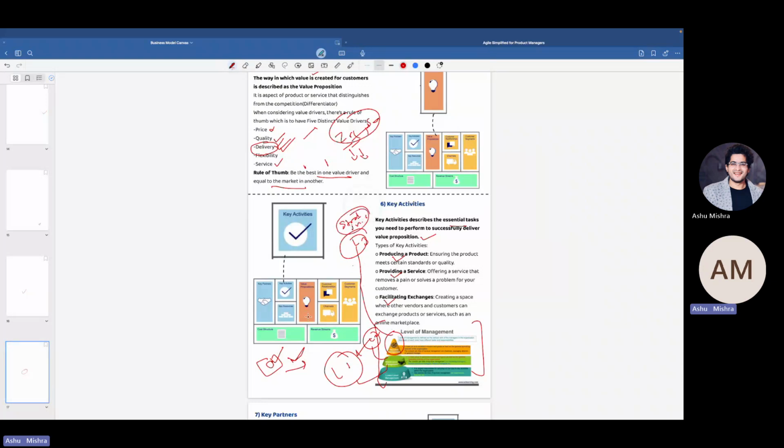So always, guys, as a rule of thumb, when we mention the key activities over here, we try to put L1 service vendors and L1 key activities over here, guys, in this business model canvas.